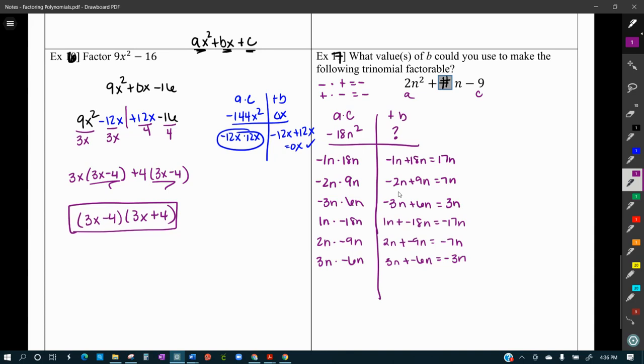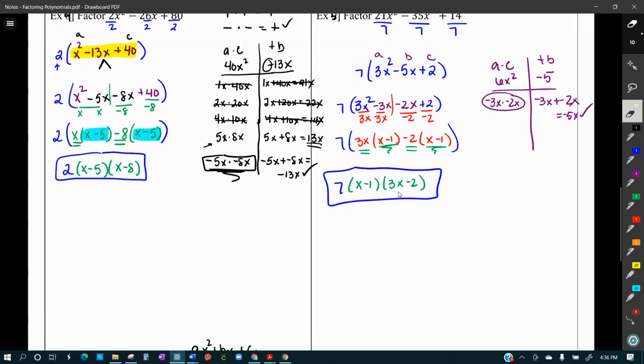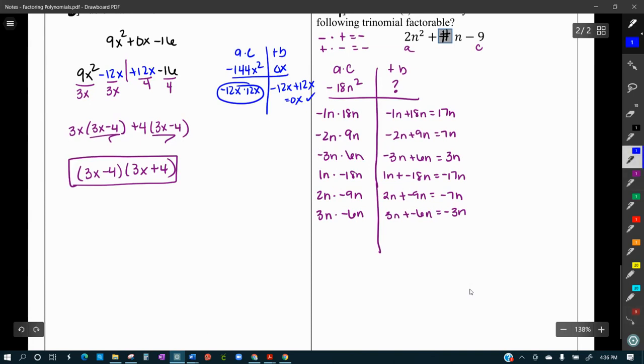So now let's look back at my original question. What values of b could I use to make this factorable? Well, let's look at some previous examples here. If I look back at example 4, we did our table, and then we picked these because this number gave me what b was. So if I don't know what b is, that means all of these are possible values of b. Any one of these will make this factorable because they are numbers that multiply to a times c and will add up to be 17 or 7 or 3.